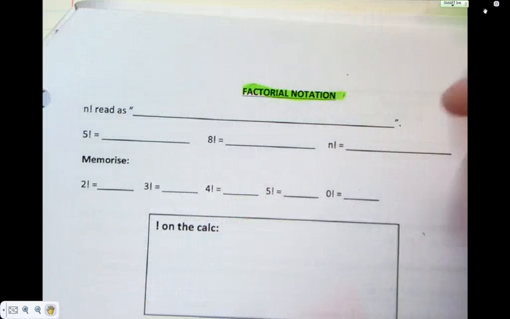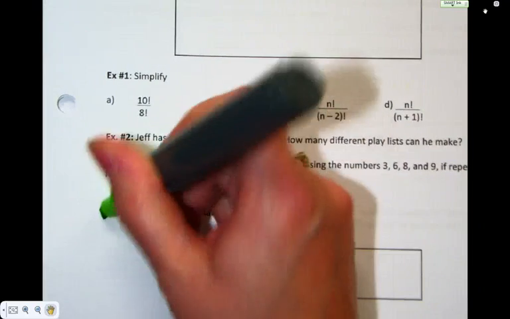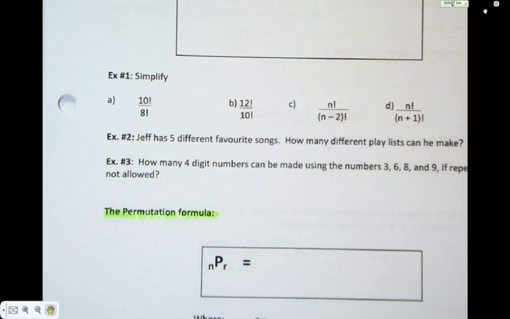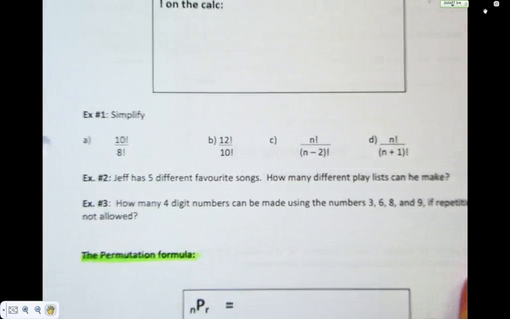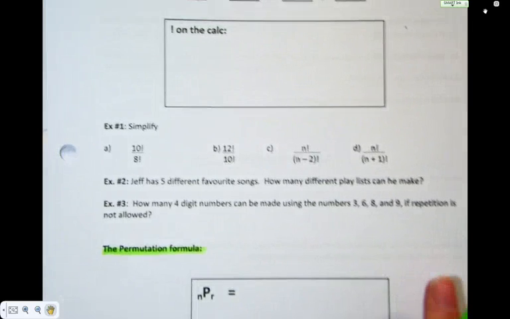Really, really fancy. It's not. Then we're going to talk about what? There's a formula? Yes, there is. Permutation formula. Then we're going to do some questions, and then you got time to work.